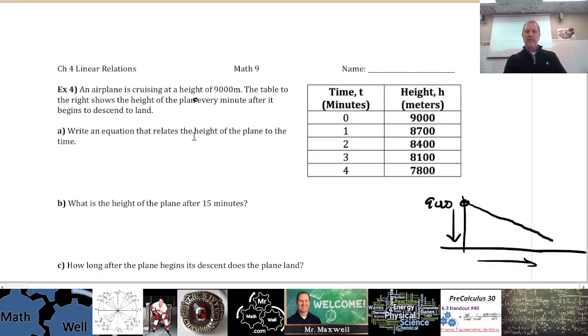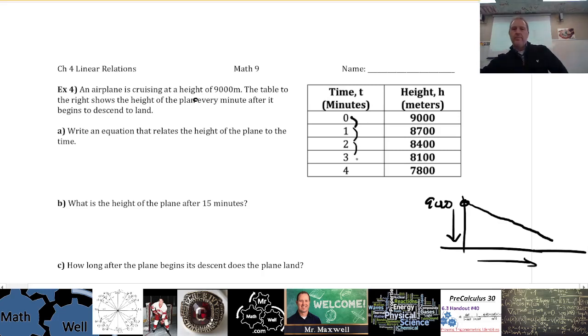Write an equation that relates the height of the plane to the time. Hey, no problem. Because this goes up by 1 each time. Plus 1. Awesome. What happens here from 9,000 to 8,700? What's that change? 300. Anything more? Just 300? Thank you. It's going down 300, so minus 300. Yes. Very good. That's actually really important.